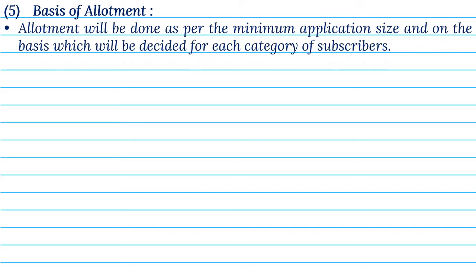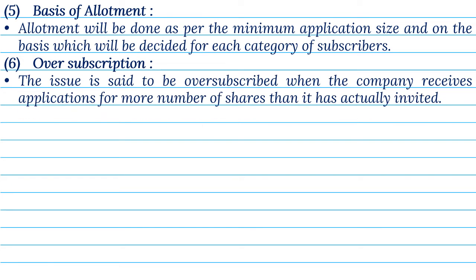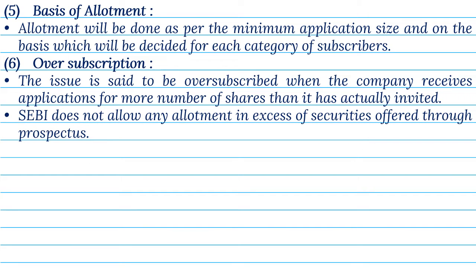5. Basis of allotment. Allotment will be done as per the minimum application size and on the basis which will be decided for each category of subscribers. 6. Oversubscription. The issue is said to be oversubscribed when the company receives applications for more number of shares than it has actually invited. SEBI does not allow any allotment in excess of securities offered through prospectus.